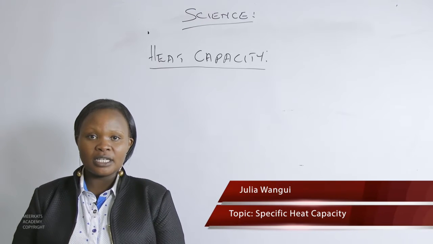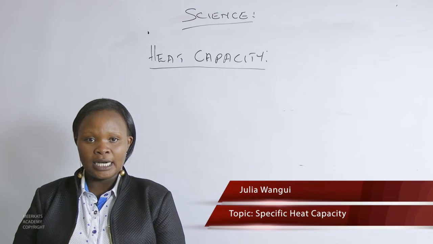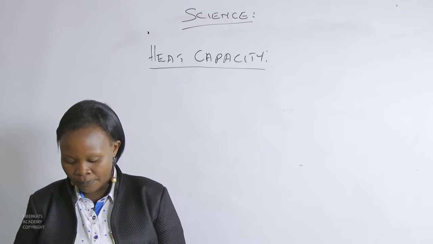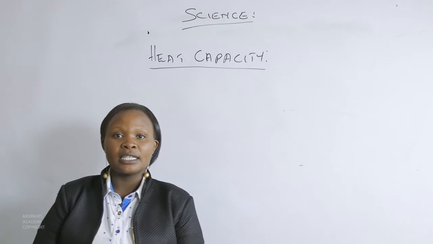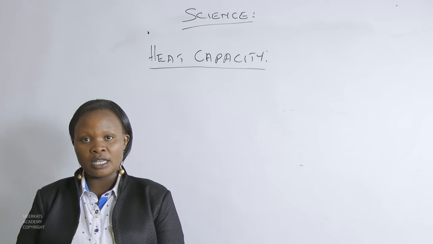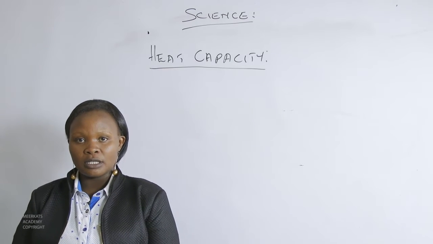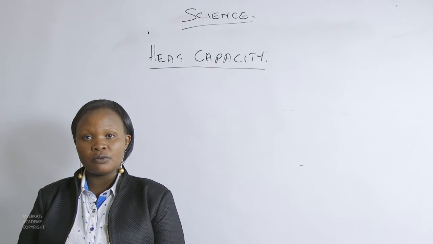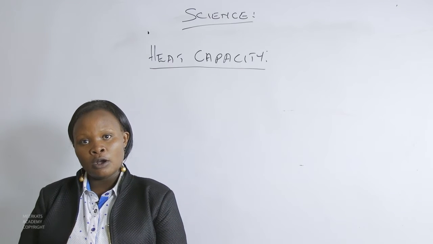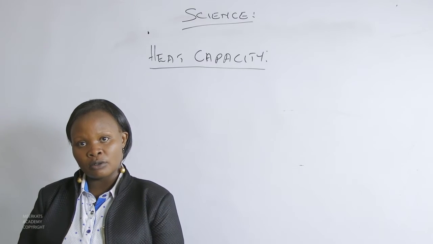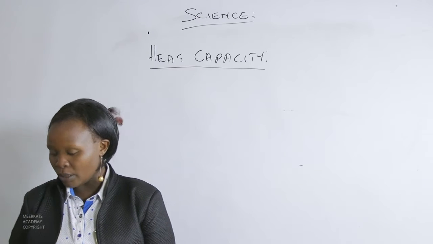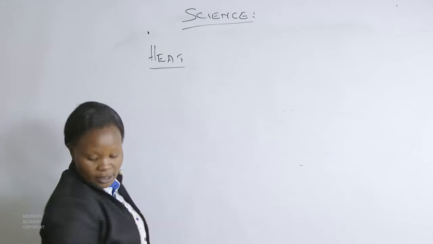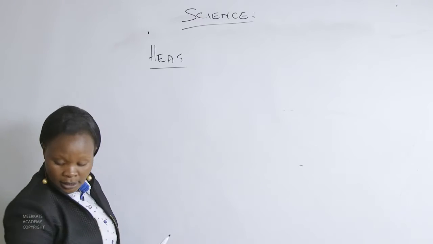Now we are still on heat. The last time we looked at heat capacity, and we agreed that heat capacity is the amount of energy that we shall require in order for us to raise the temperature of some mass of a material by 1 degree centigrade or by 1 Kelvin. Now, we looked at specific heat capacity.